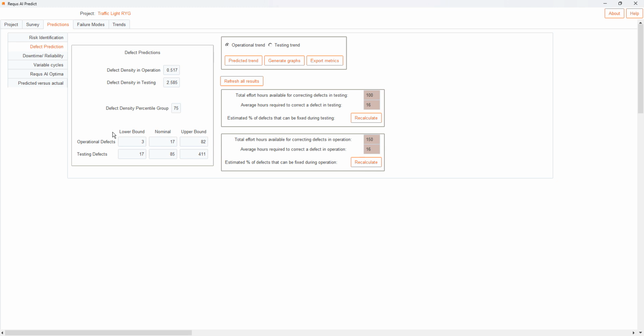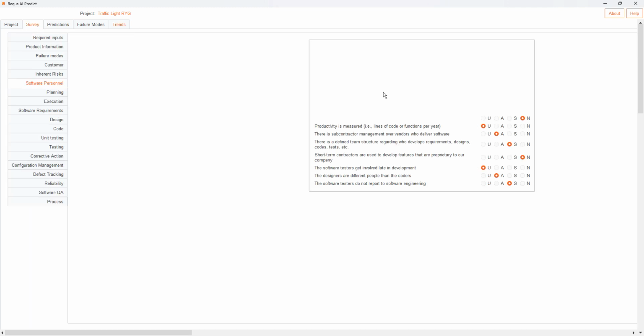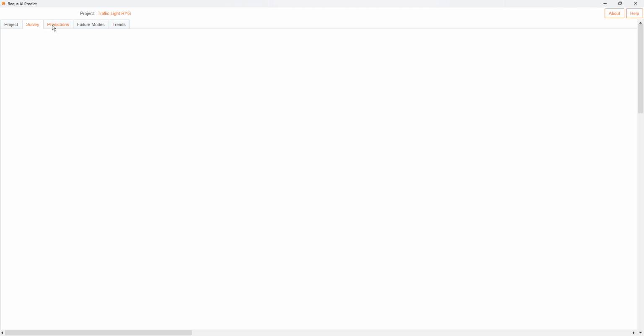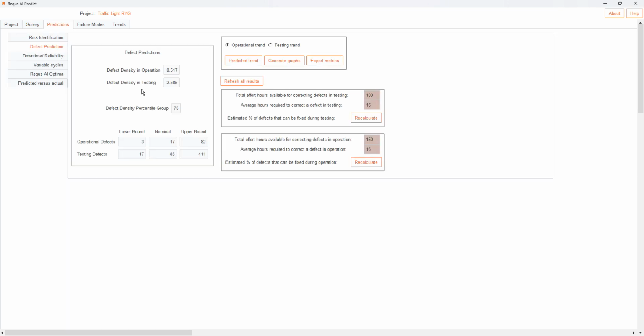The size that is used for the calculation actually comes from the required inputs. And you can see here it comes from the estimated people years for this particular software. So the people years is multiplied by the defect density to get us the defects.